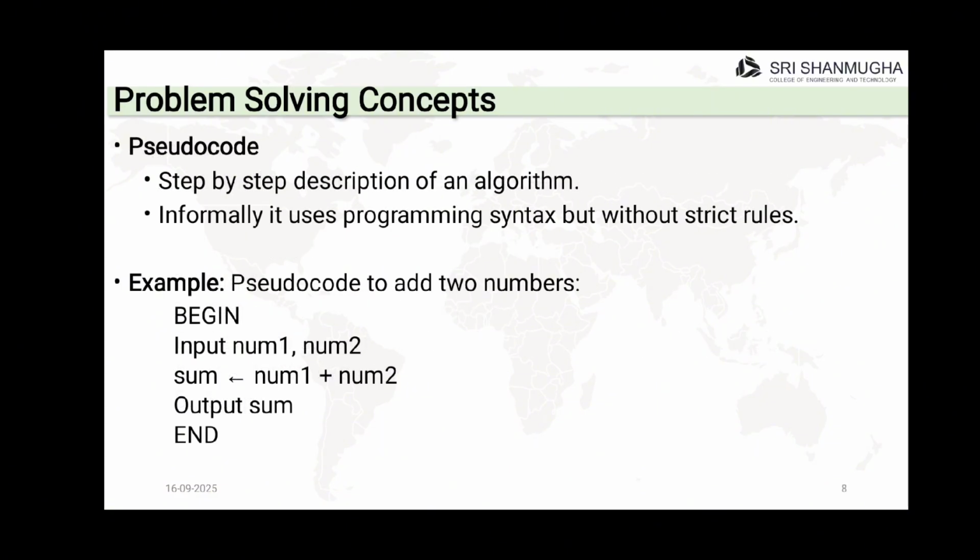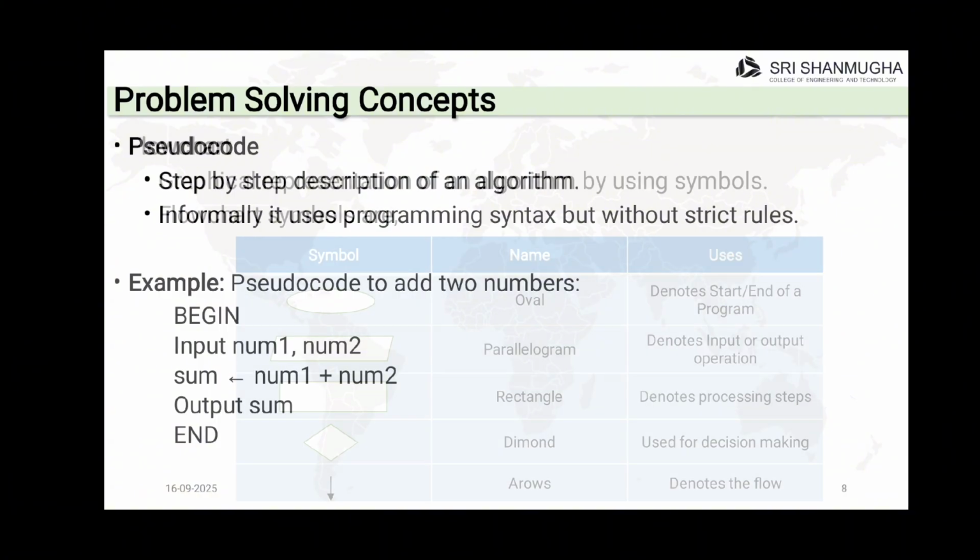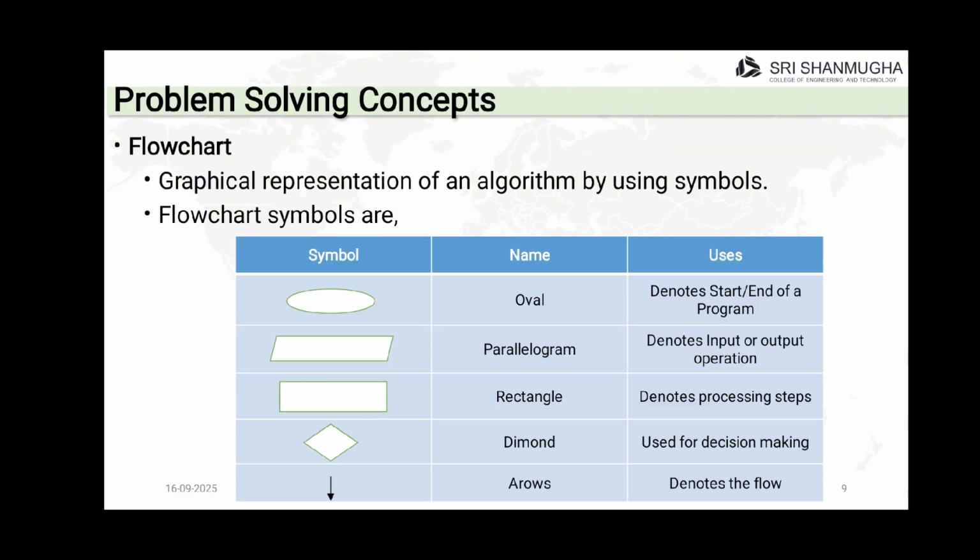The second one is pseudocode. Same as the algorithm, it is a step-by-step description of an algorithm. Informally, it uses programming syntax but without strict rules. Example of pseudocode to add two numbers: first step, begin. Second step, input number 1 and number 2. Sum equals number 1 plus number 2. Output sum, and finally end. The third topic is flowchart.